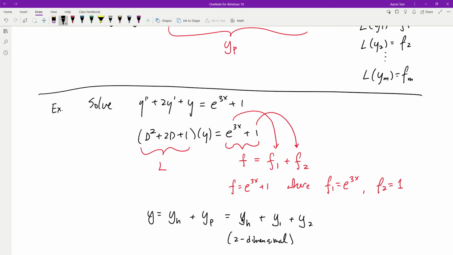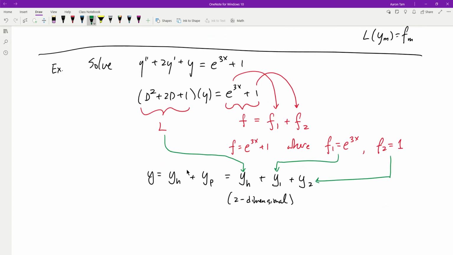And then y sub h will be a solution to L. So in this picture, L determines what y sub h looks like, f1 determines what y sub 1 looks like, and f2 determines what y sub 2 looks like. And that's how we put together our solution. Our solution will still be two-dimensional. It would no longer be a subspace because y1 and y2 translate our homogeneous solution to a different spot. Now let's try to put this solution together.